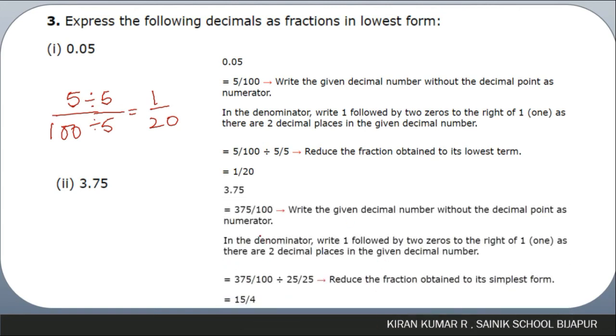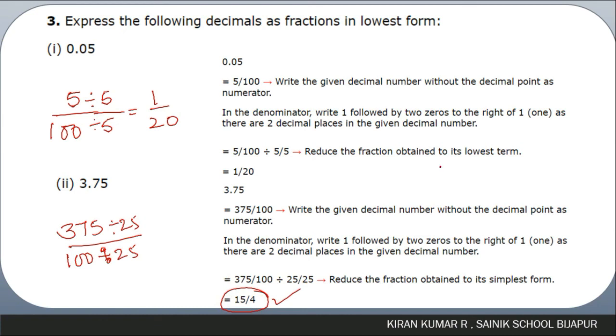3.75, the same procedure is followed. 1 is followed by 2 zeros, and 375 upon 100 is a fraction representing 3.75. To reduce, both the numerator and the denominator are divided by 25, that is 375 divided by 25, then 100 divided by 25. On division, we get the simplest form as 15 upon 4.